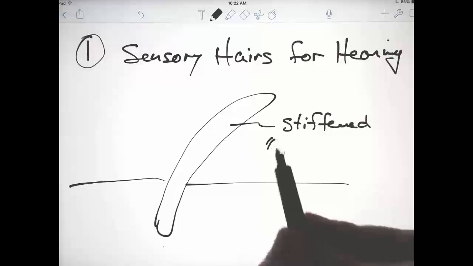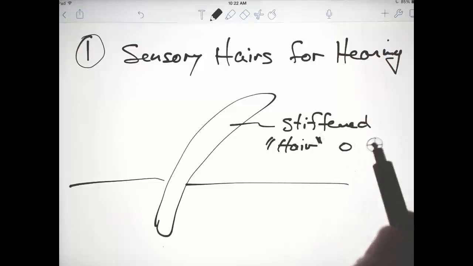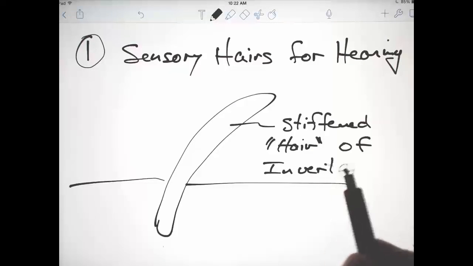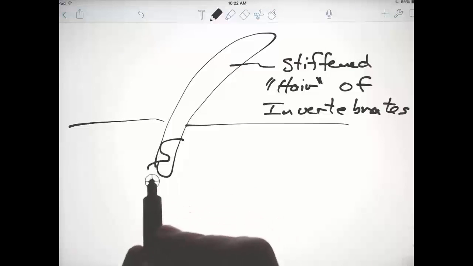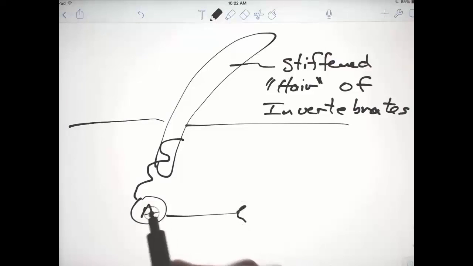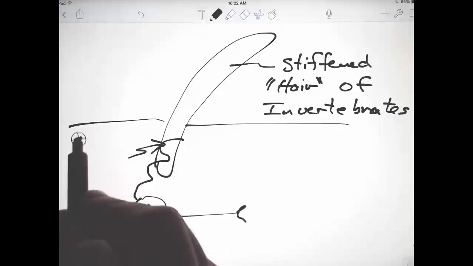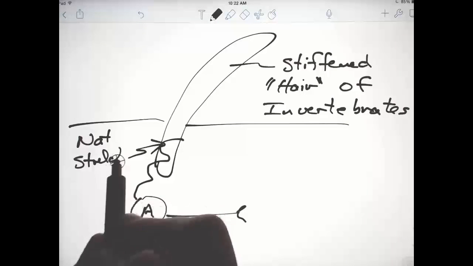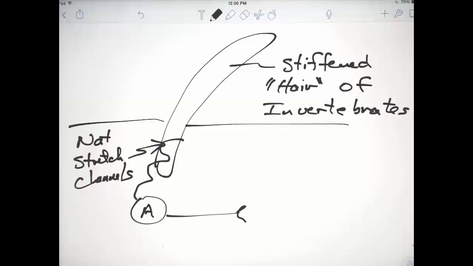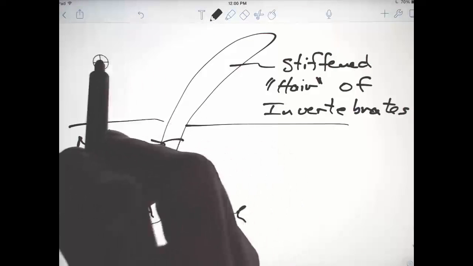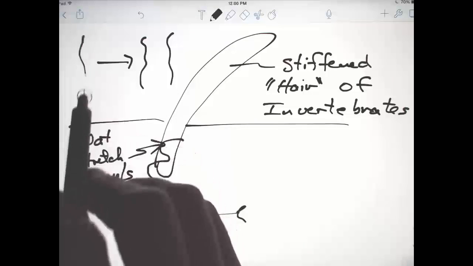It is a stiffened structure, hair-like in some sense. If it's invertebrates, it could be something like chitinous; in a vertebrate, it could be keratin. Here's a sensory neuron that has stretch channels, so sodium stretch channels that will be opened in response to these pressure waves.